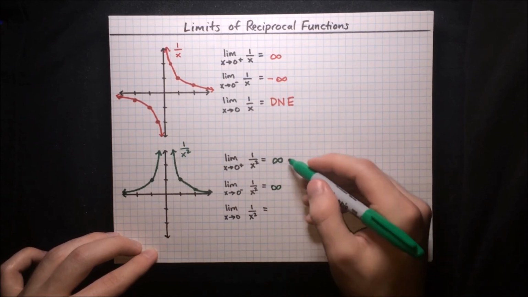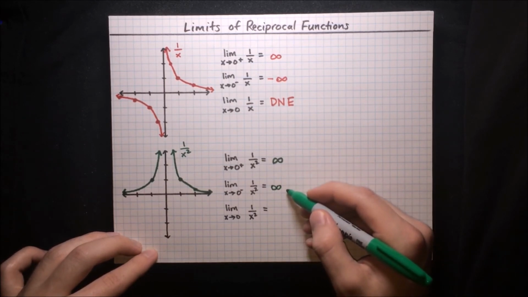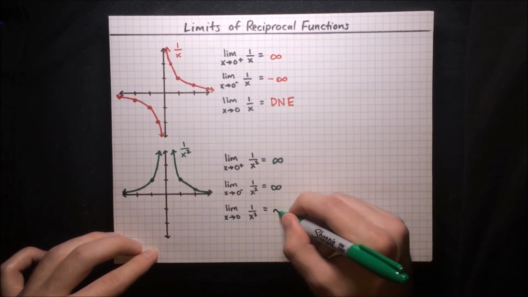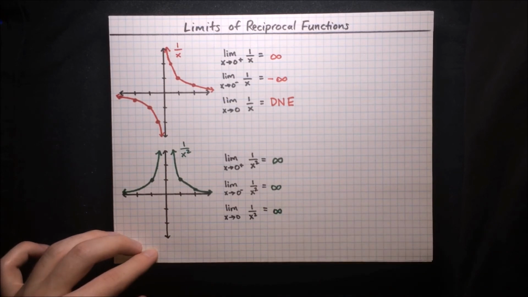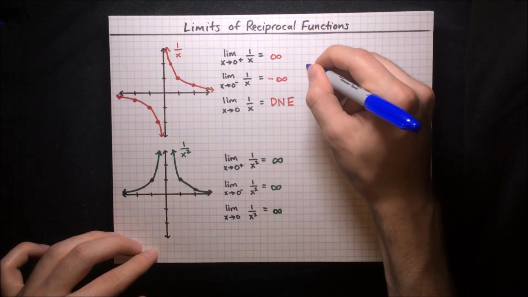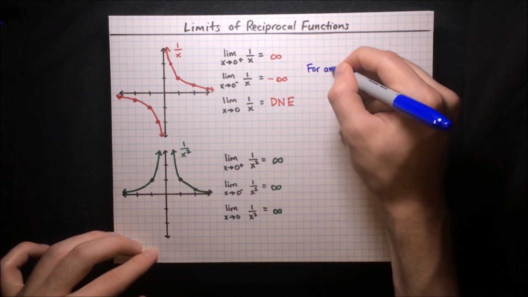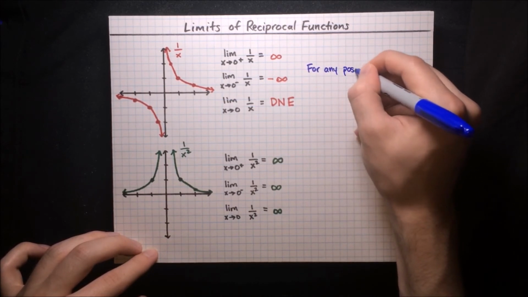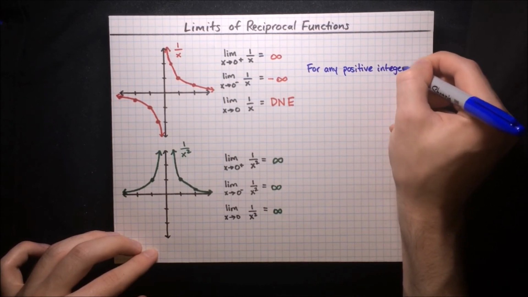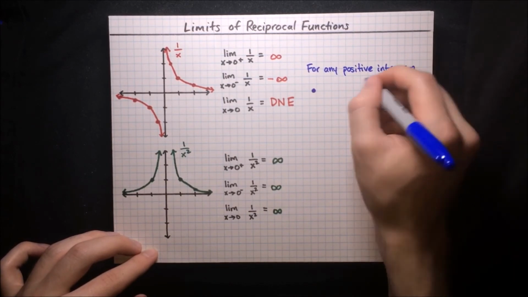And now we see that the right limit and the left limit match up. They're both positive infinity, and that means the overall limit as x approaches 0 of 1 over x squared is positive infinity. Alright, so let's go ahead and write down the general rule. The general rule is that for any positive integer n, we have two cases.